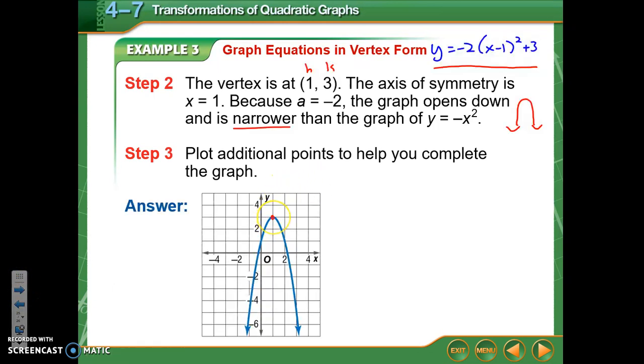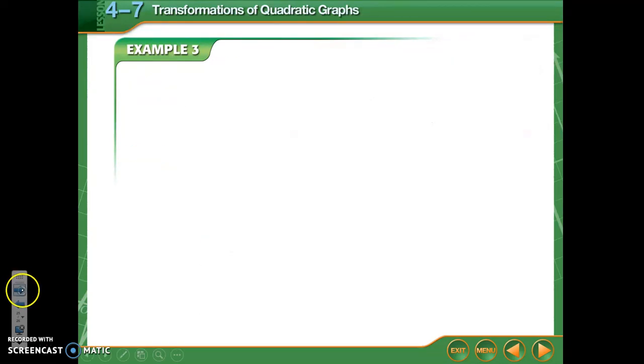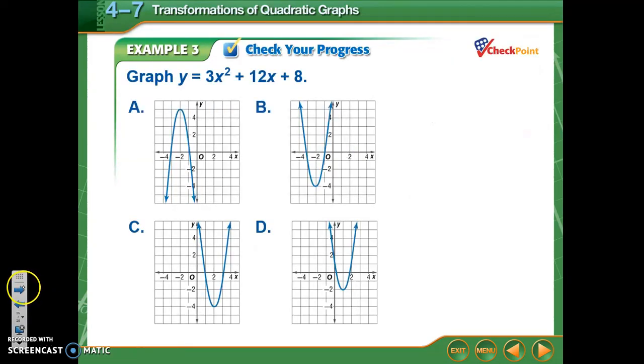And then you just plot a few more points to help you get the graph. So here we would plot the point 1, 3. I know it opens down, so just like we did before, I would just plug in a couple more points. So if I plug in 0, I end up getting 1, and if I plug in 2, I get 1. And we could plug in negative 1, let's say, and we would end up getting negative 4. So if I plugged in 3, I would also get negative 4. And then we graph our parabola just like we did before. Okay, I want you guys to try this one.